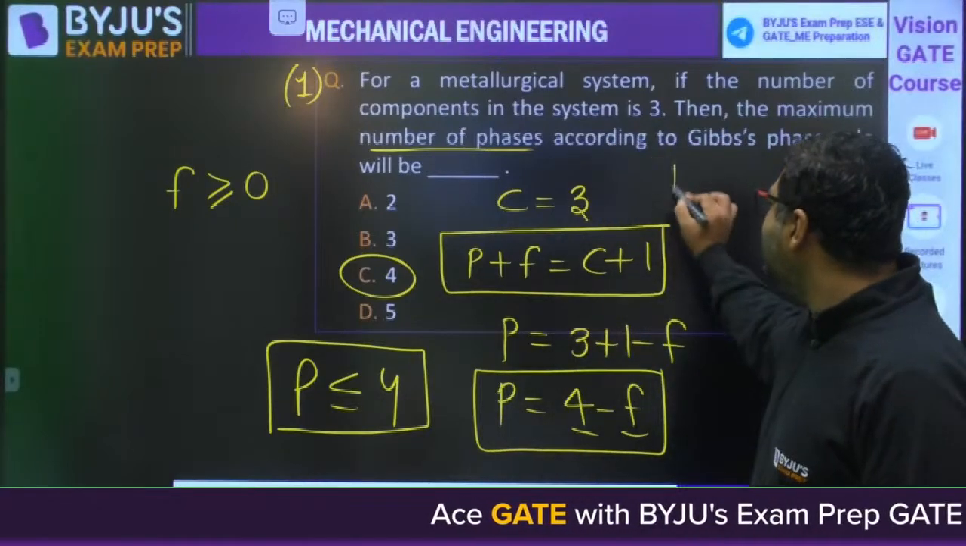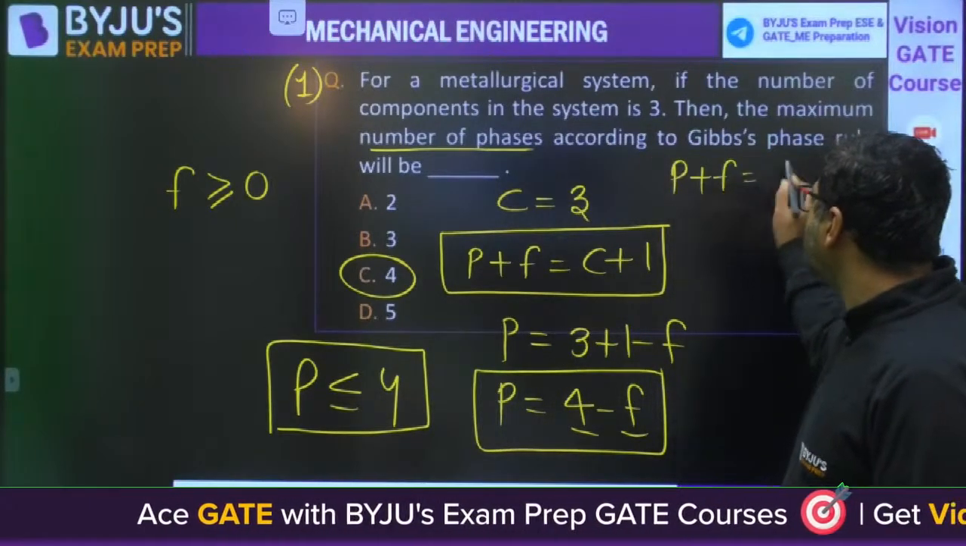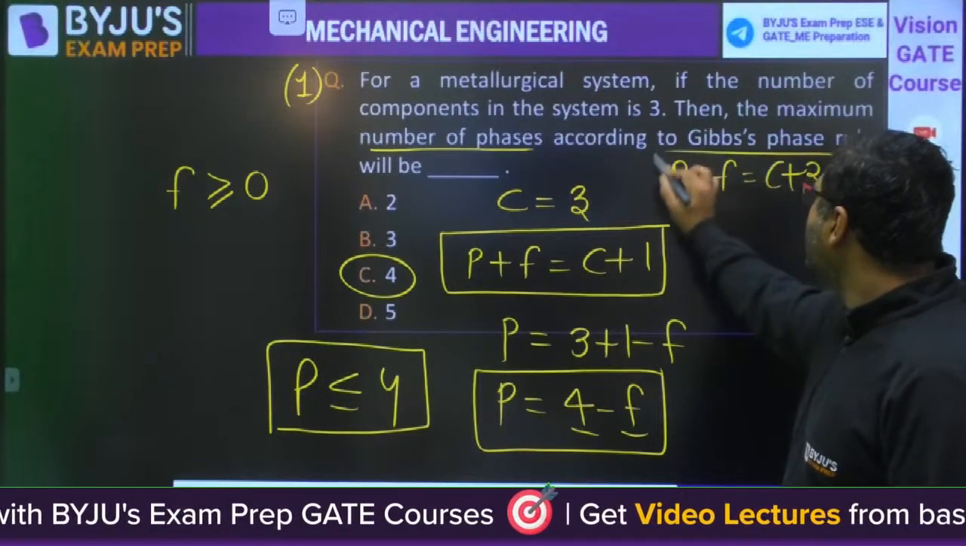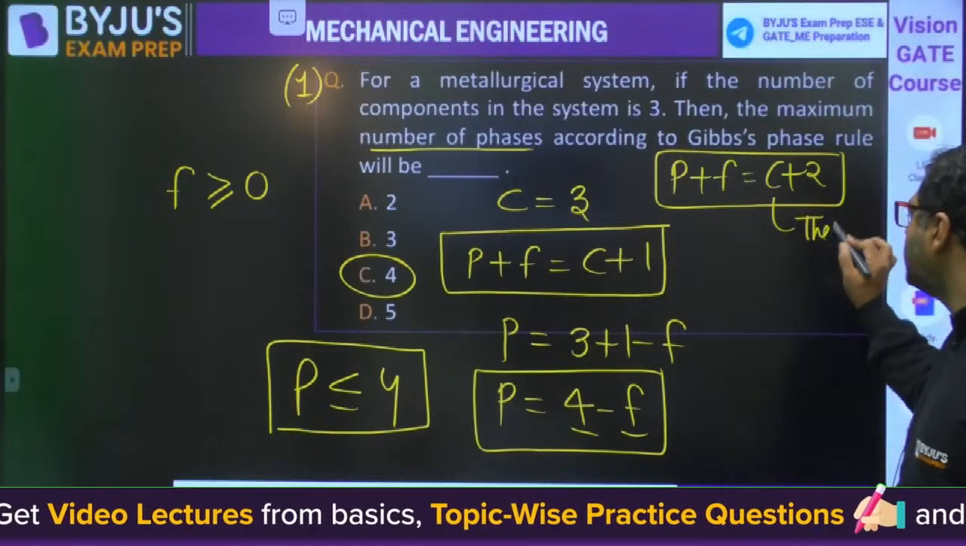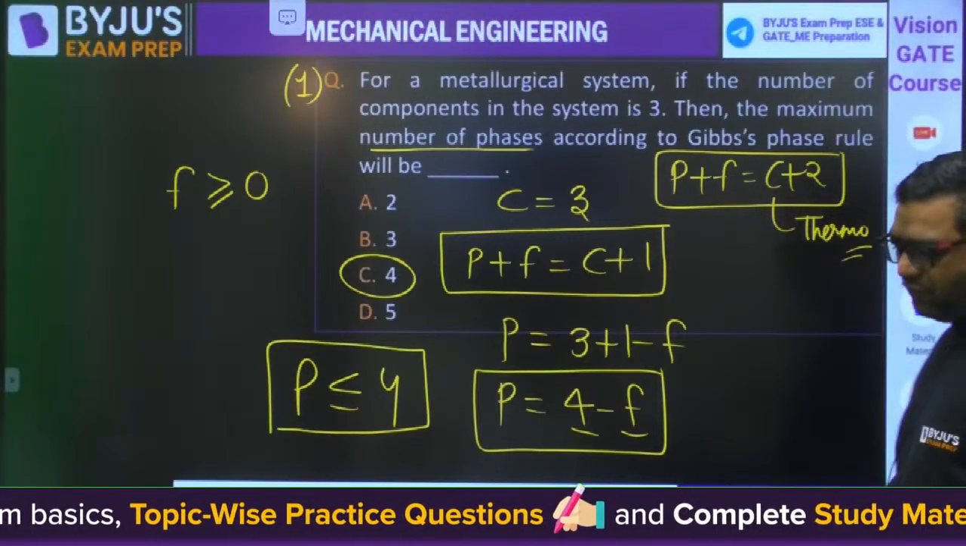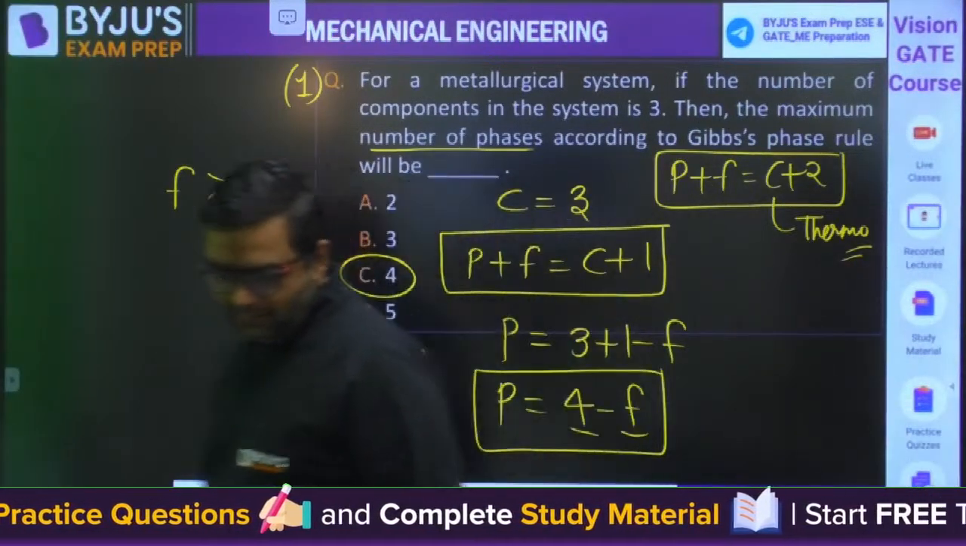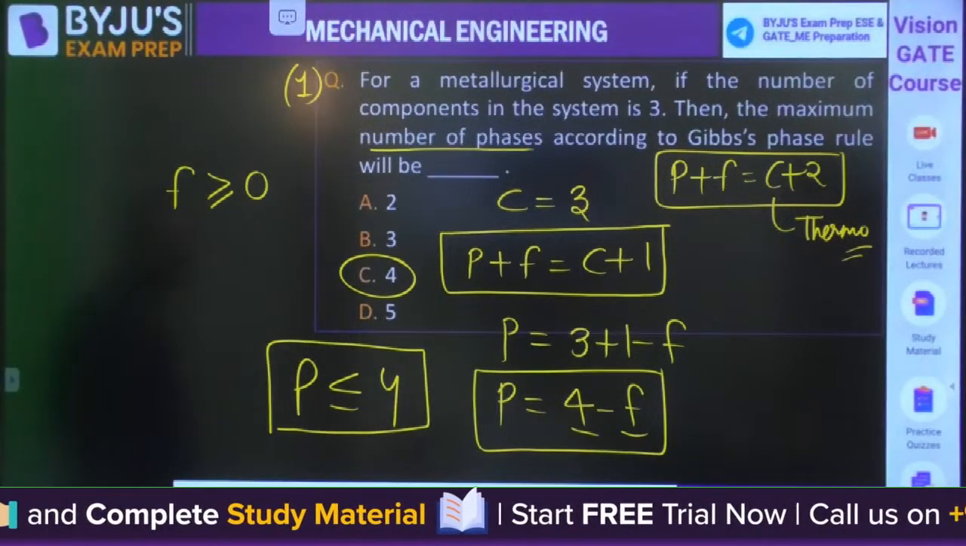What you are saying is that as per the formula P plus F is equal to C plus 2. I feel you are saying that as per this formula, which you use in thermodynamics. Is it clear for everyone? Yes. So the maximum number of phases will be 4.